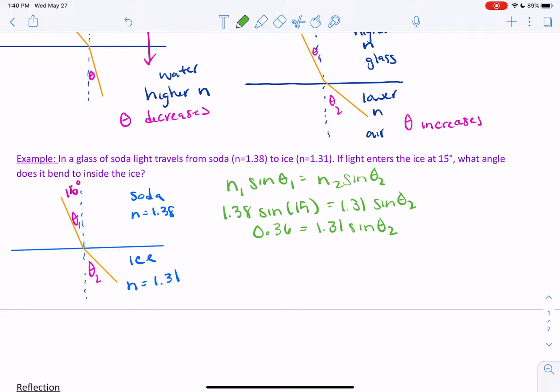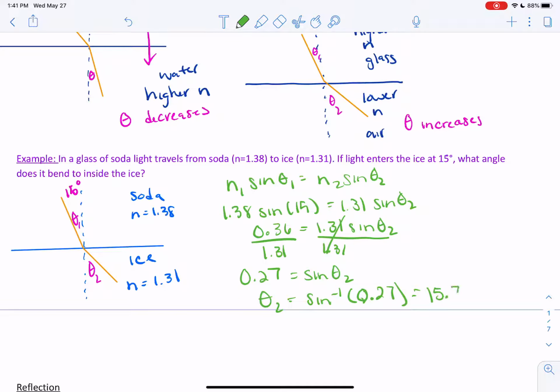So now we want to get theta 2 by itself, so let's divide by that 1.31. And we get 0.27 equals sine of theta 2. Now, if you remember from trig how we get theta 2 by itself, we say theta 2 equals the inverse sine of 0.27. And again, you can put that right in your calculator and you get 15.7 degrees.